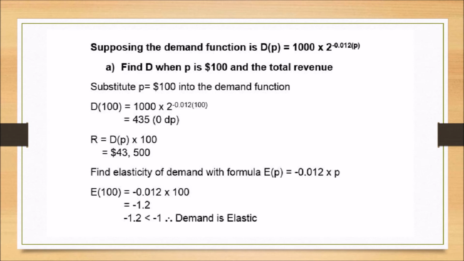In order to find revenue, we use the formula D(P) times 100. If D(P) was 435, we substitute this into the equation and get the answer of 43,500. To find elasticity of demand, we use the formula E(P) equals -0.012 times P. If P was 100, we substitute this into the equation and get the answer of -1.2. As -1.2 is less than -1, we therefore know demand is elastic.